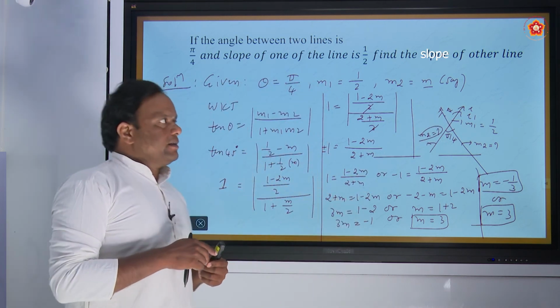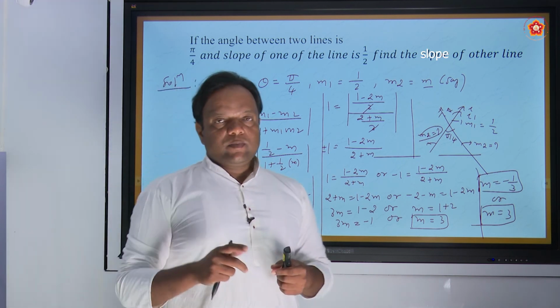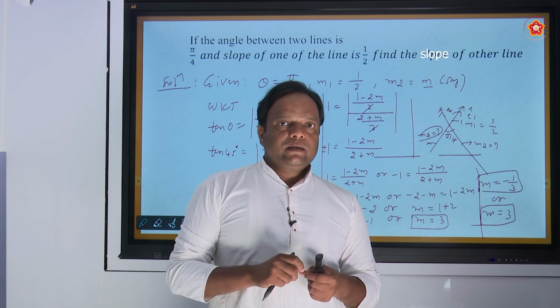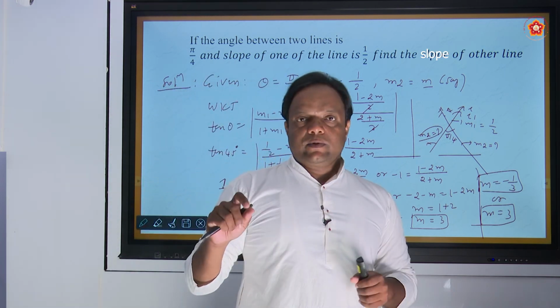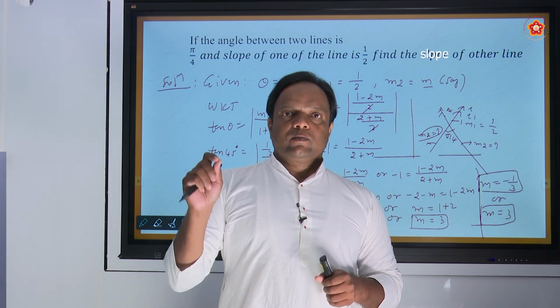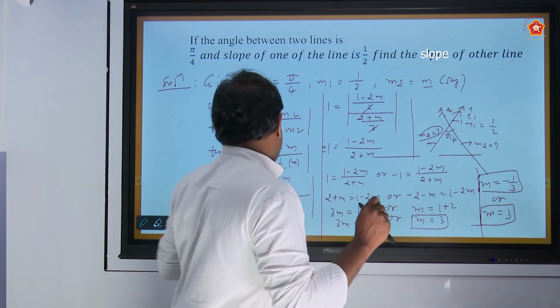Okay. I think you understand all the problems in today's session. Very simple problems. But remember the formula for the angle between two lines. That is very important. If m1 and m2 are given, use tan theta equal to mod of m1 minus m2 divided by 1 plus m1 m2. This is very important. So one more concept here.